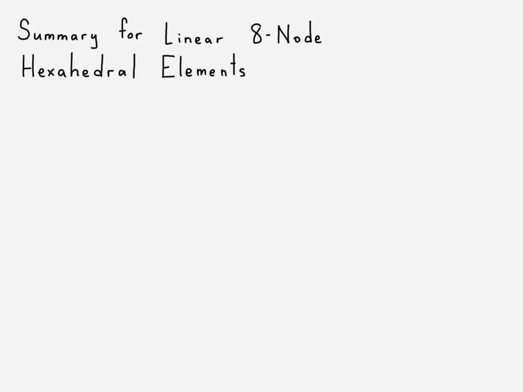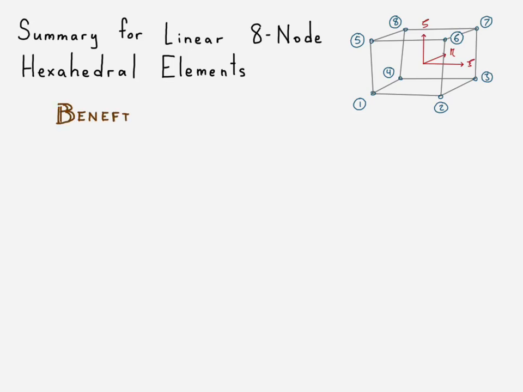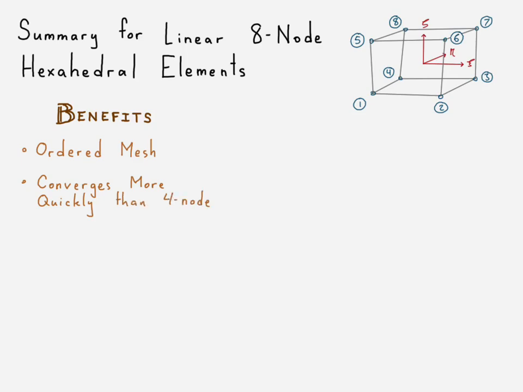All right, so in summary, for our linear 8-node hexahedral element, what we have is, well, first we have our element. Okay, there it is. First we have a few benefits. The first benefit is it creates a nice ordered mesh. It's pretty to look at, and it was easy to code when you had to code your actual mesh by yourself before GUIs really got good. It was nice that way. It converges much more quickly than the 4-node linear tetrahedral elements. As a reminder, please don't use those. They're pretty bad. So don't use those elements. It does converge much more quickly than those.